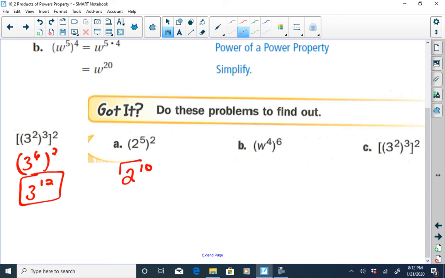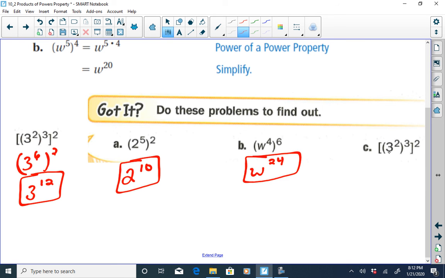Once again, I'm raising a power to a power, so we multiply those exponents. It's going to be 2 to the 10th power. w to the 4th, raised to the 6th power, right? That would be w to the 4th times w to the 4th times w to the 4th times w to the 4th times w to the 4th times w to the 4th, right? That would be 24 factors of w, and that's where we get w to the 24th power from.